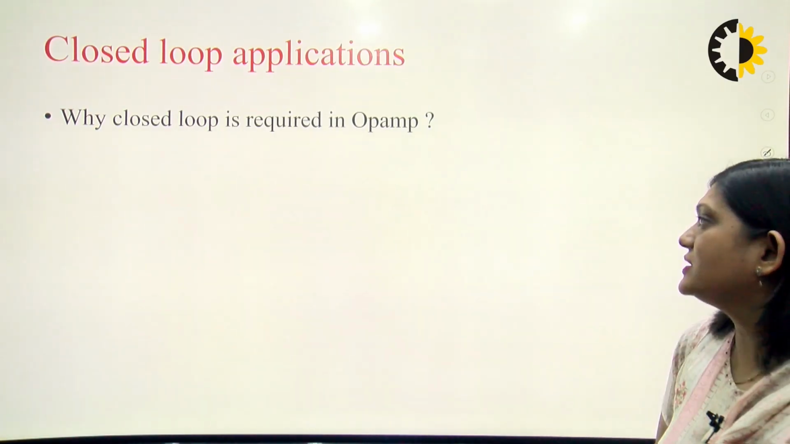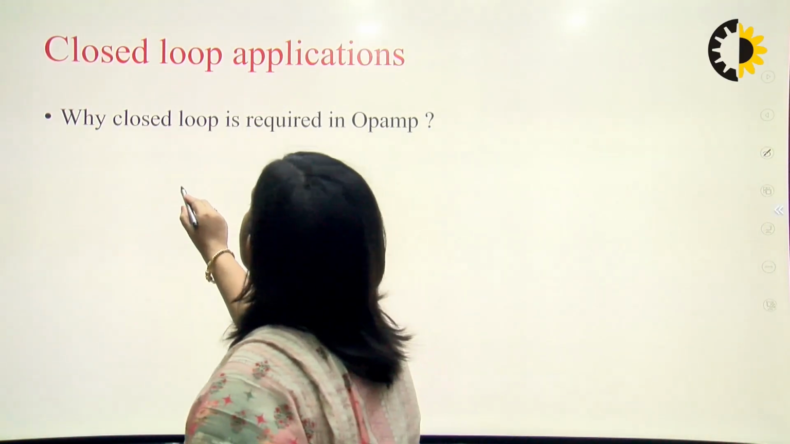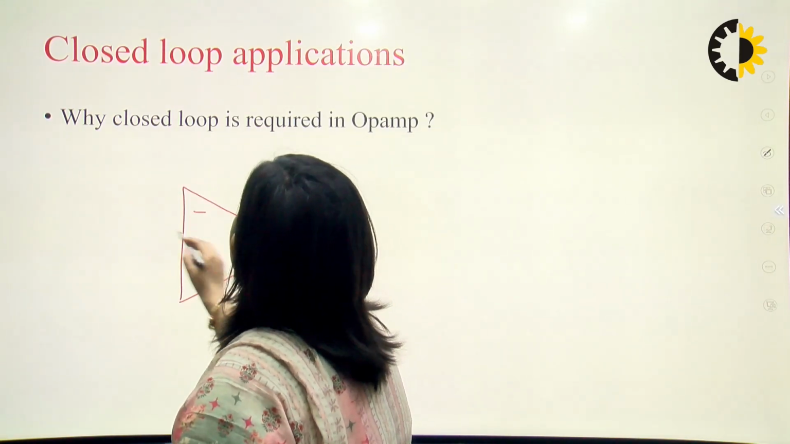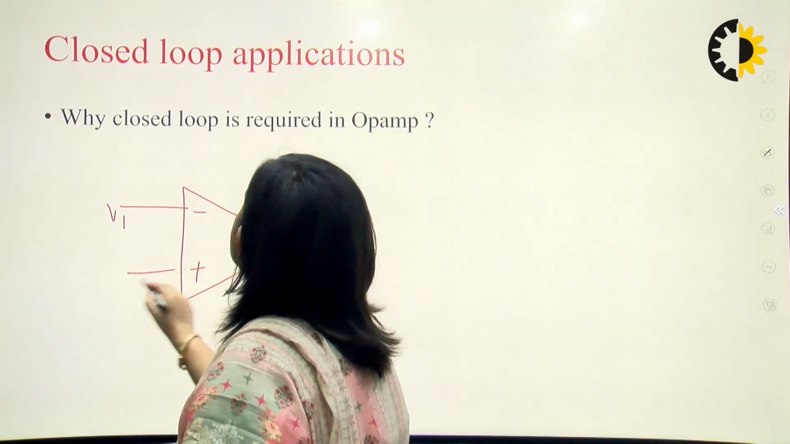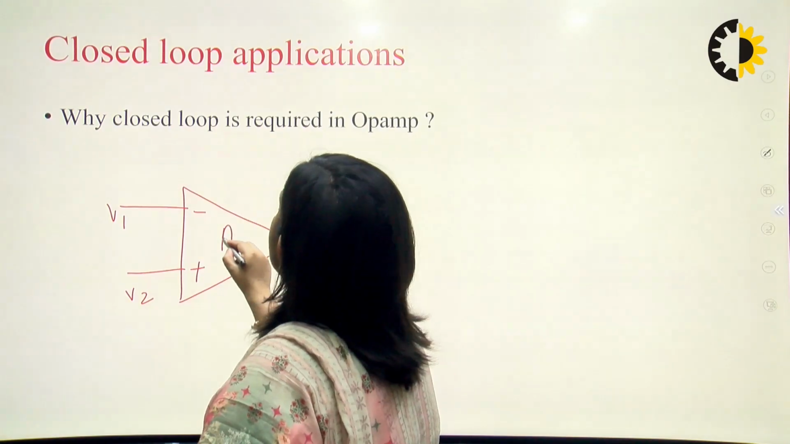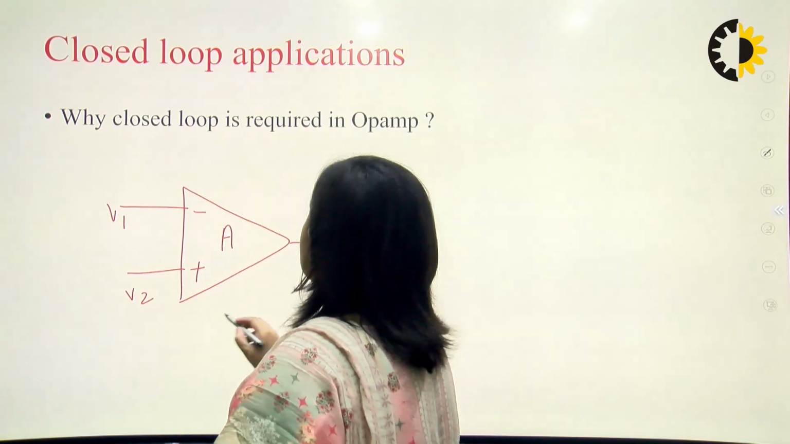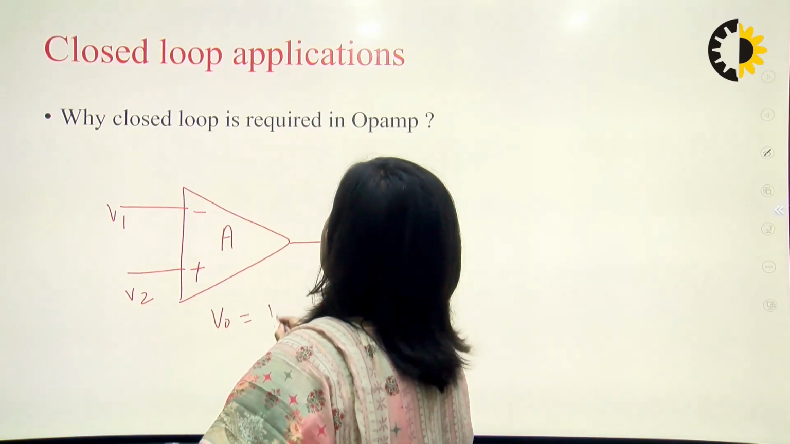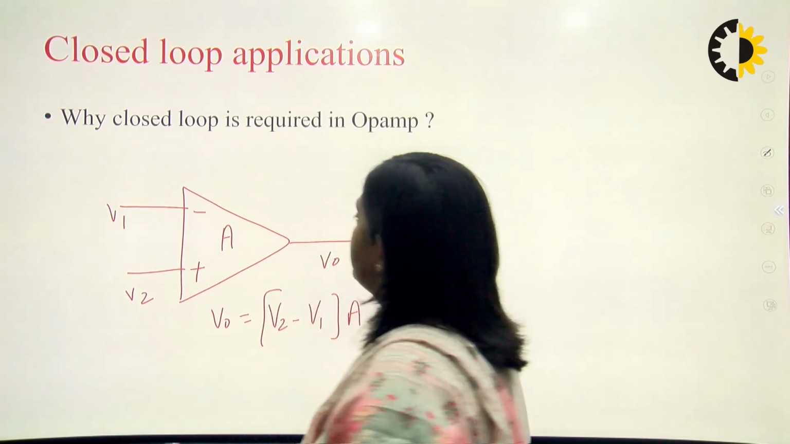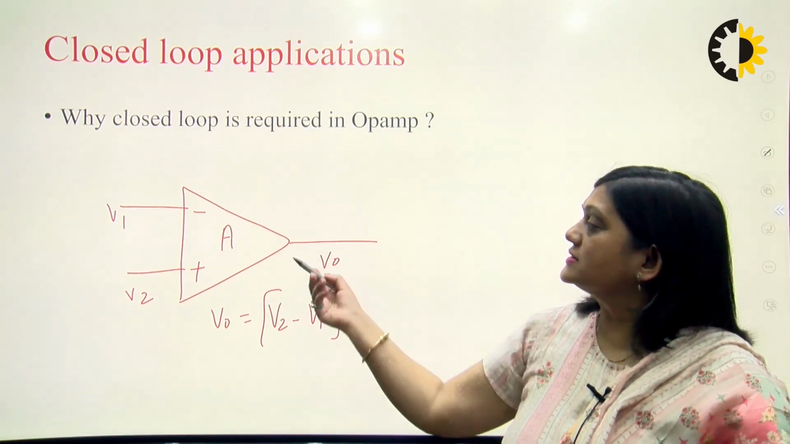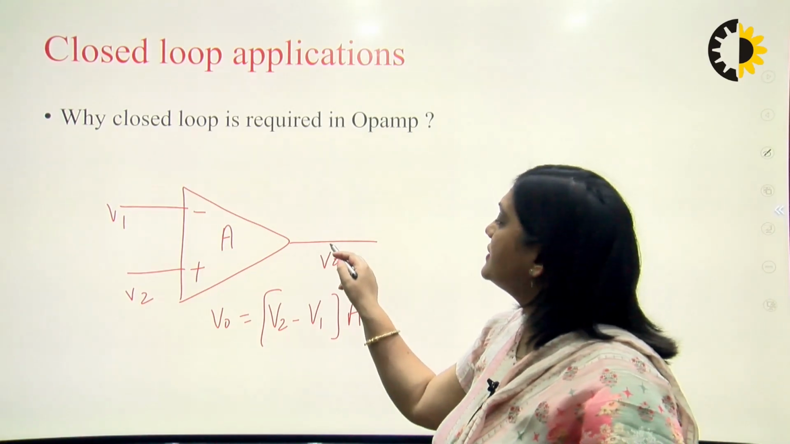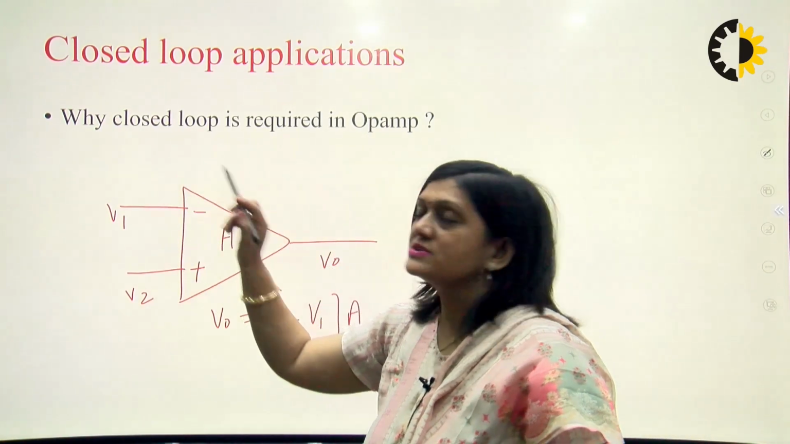Like if we have this circuit, this is V1 and this is V2 and this is our output, and A is the gain of the op-amp. Then output will be V2 minus V1 times A. So this is the open loop configuration. Open loop configuration means there will be no feedback from the output to the input side.